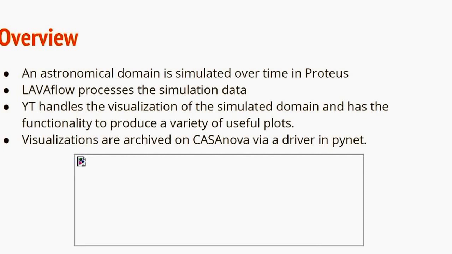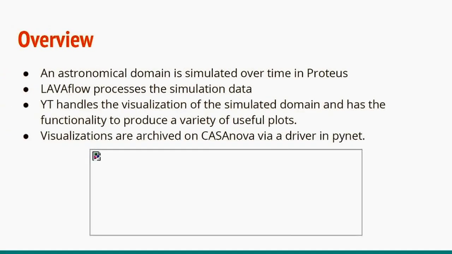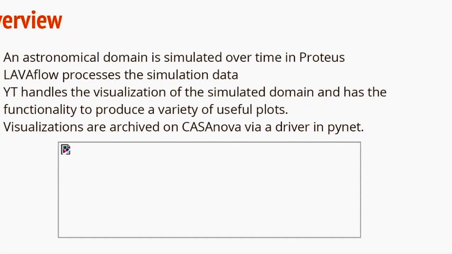And then after we get those plots, we upload them. Our job was to upload them to Casanova in the PyNet. Basically the diagram shows this hierarchy. If you could see the image on the left, you have Proteus branching off into YT and Lowflow, which goes to PyNet and eventually to the online database, which is Casanova, that the users can access.